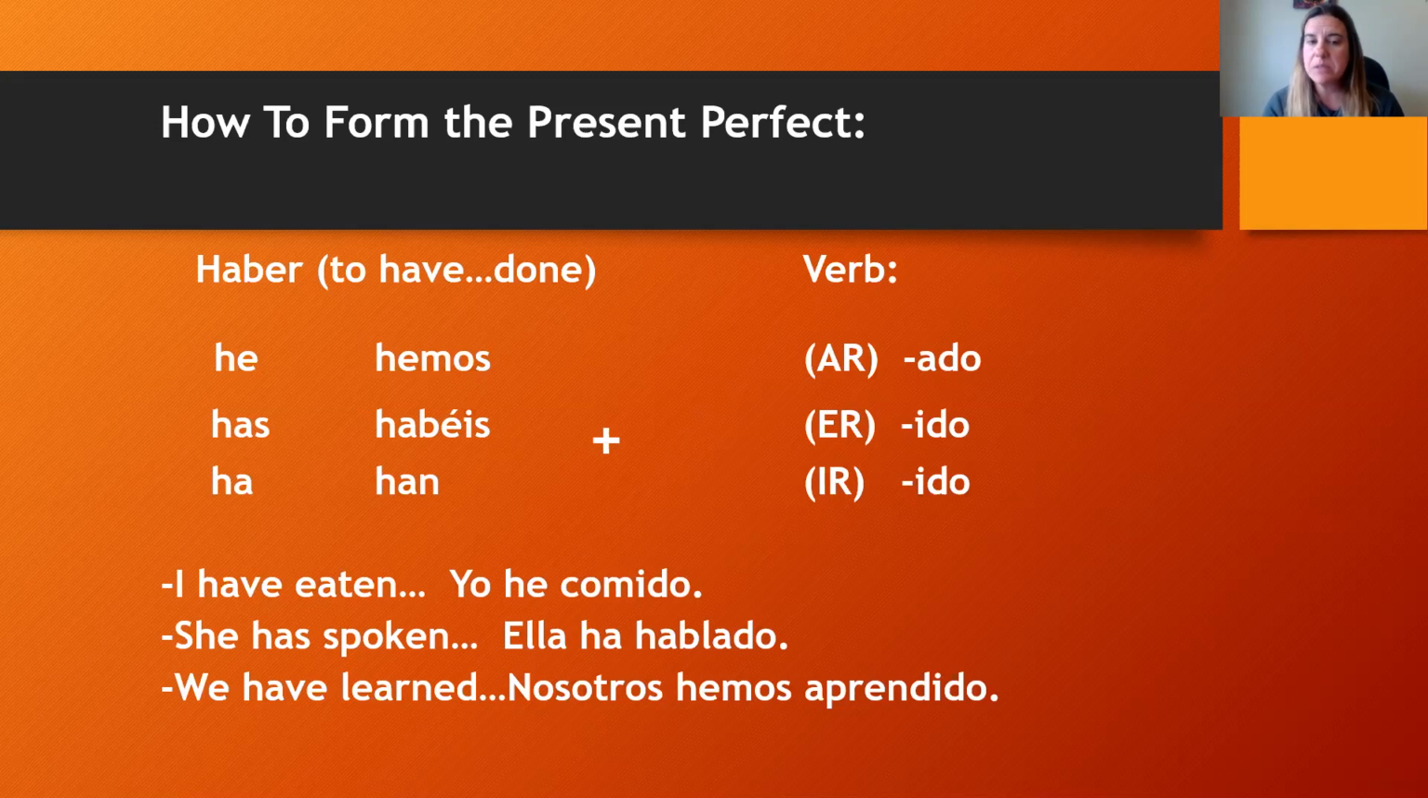Notice again, and hopefully you know this by now, that H in Spanish is silent. He, has, ha, hemos, habéis, han. We put that together with the participle of the verb. So if it's an AR verb, you're going to drop the AR off the end and add ado, like tomado, reservado, hablado, saltado, visitado. If it's an ER verb, you're going to drop the ER off the end and add ido. Same thing with the IR verbs, drop the IR off the end and add ido.